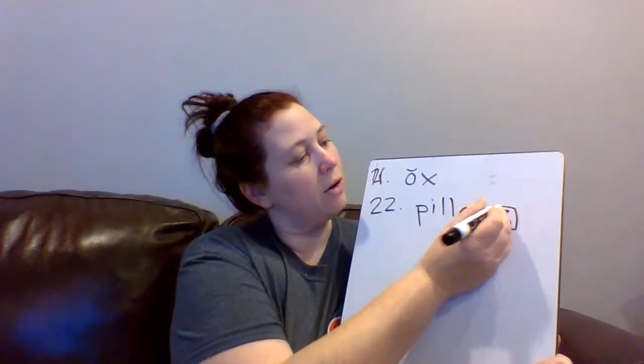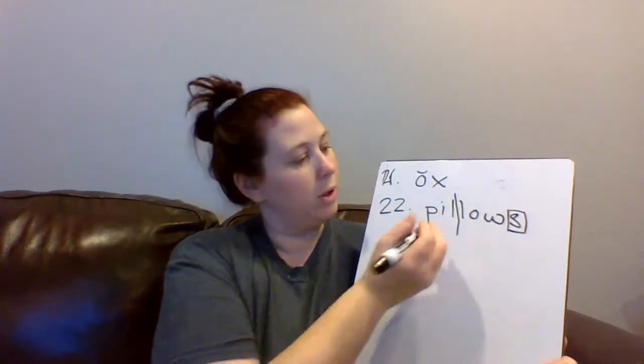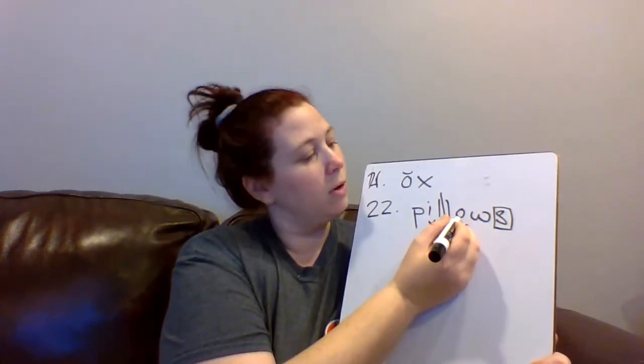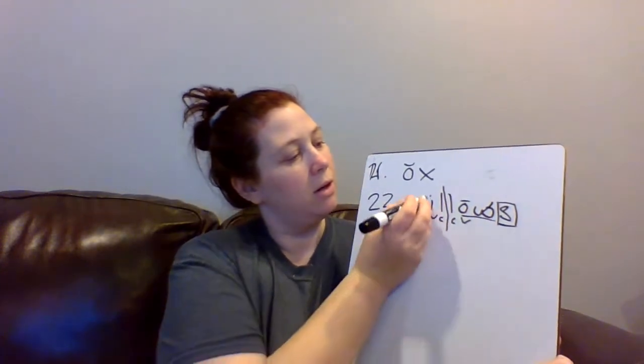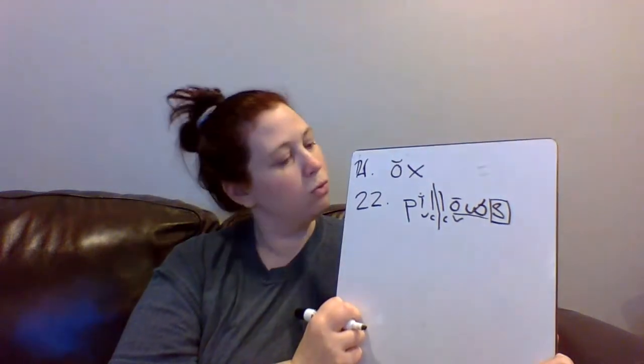Number 22, pillows. We're going to box off our S. Here we have double consonants. We're going to draw a line between because it's vowel, consonant, consonant, vowel. Here is our OW digraph. Cross off the W and then that O gets a macron. And then here we just have vowel, consonant, so it gets that breve. Pillows.